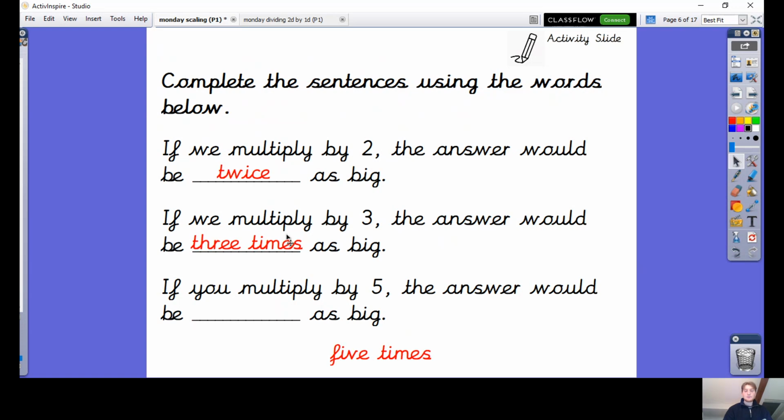Okay, can you see we can use this as a way of describing times by 3 as well? If we're timesing by 3, we're making something 3 times bigger. If you multiply by 5, the answer would be, oh, we've only got one left now, 5 times as big. Brilliant, well done if you got those correct. If you didn't, let's make sure we've swapped our answers around and got the correct answers, because we want to have the right answers so we can remember and learn the right thing.